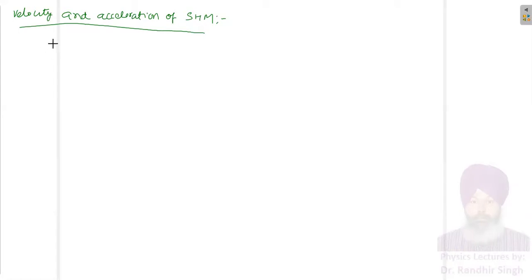Okay, students, in the previous lecture, we have discussed that the position of SHM, X, is changing according to this expression. X is equal to A sine omega t.